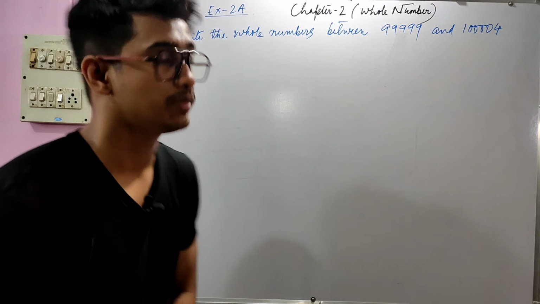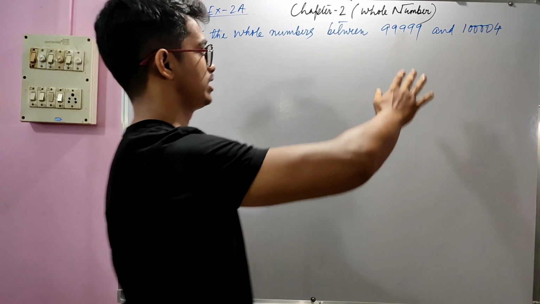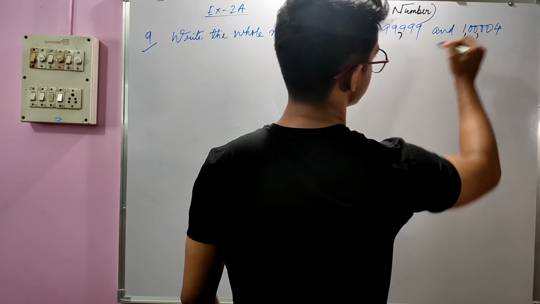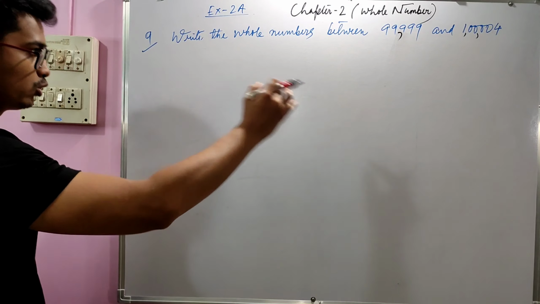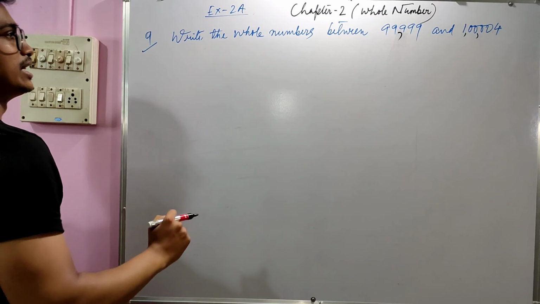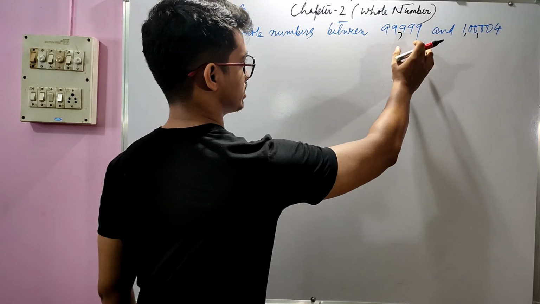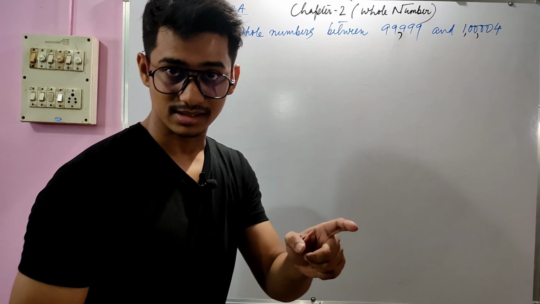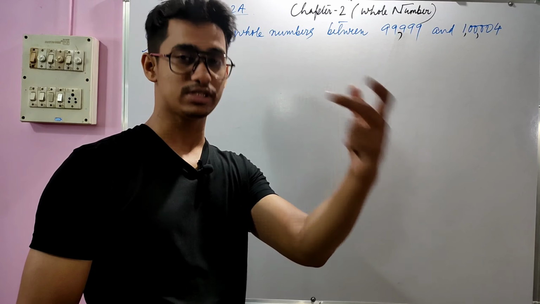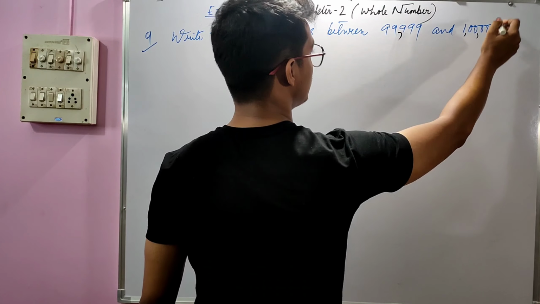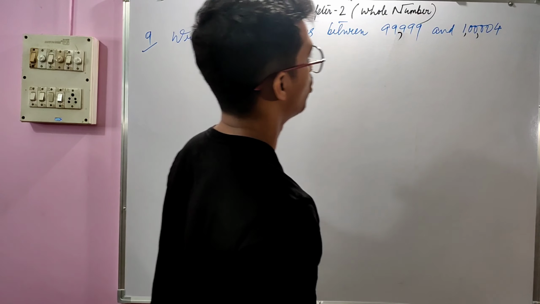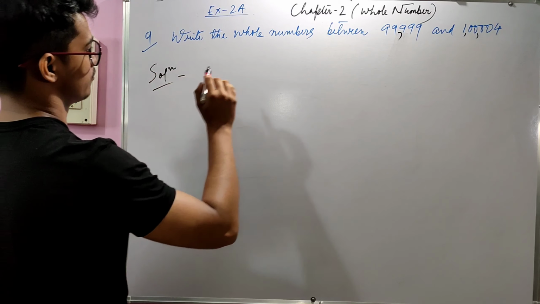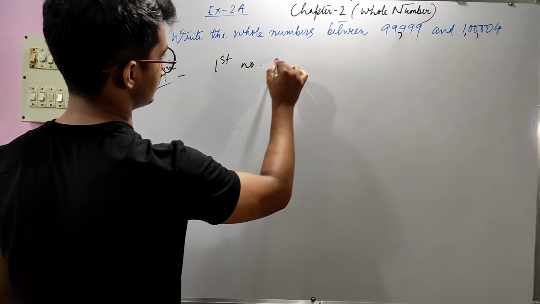So now let's just jump into question number 9. What is question number 9? Write the whole numbers between 99,999 and 1,04,000. So we have to write the whole numbers basically. It will start from the next number, that is basically the successor of 99,999, and it will end at the predecessor of this particular number, that is 1,04,000. So what is the first number? First number is basically 1,00,000.